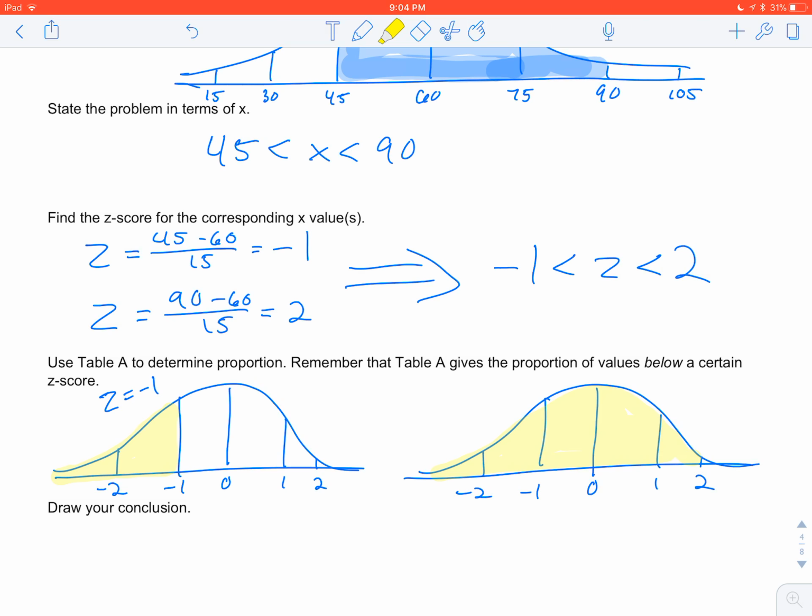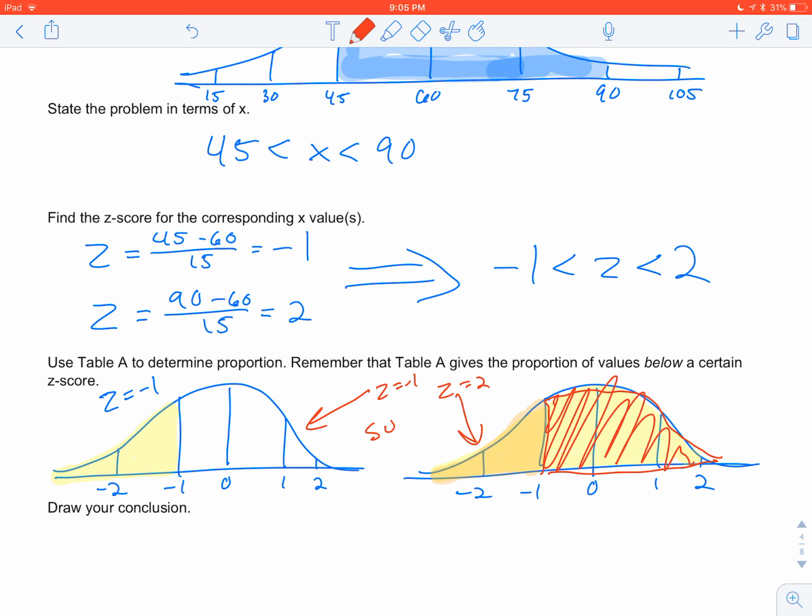Problem is, neither one of these is what we're going to be asked to find in the problem. But we can use some subtraction here to help us out. If we subtract this section from the big proportion, we could actually find out exactly what we're looking for in this problem, which is this area right here. So if you find this proportion for z equals -1, and you find this proportion for z equals 2, and you subtract them, the difference will give you the proportion of the range.